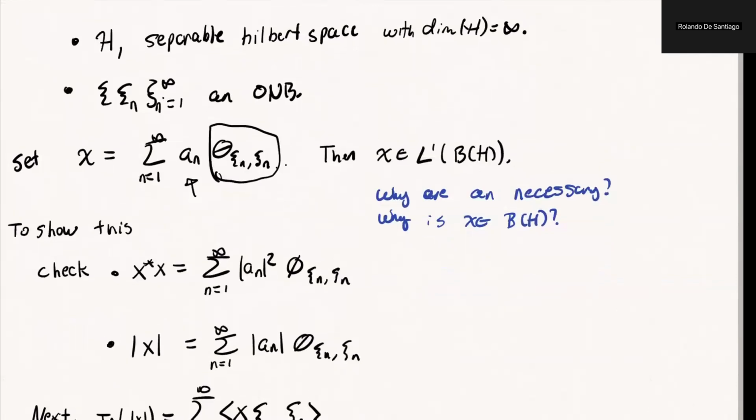Now, to show this, you need a couple of calculations, which I'm going to briefly sweep under the rug. If you wanted to write x star x, you take a guess and say, what would be the adjoint of x? I would probably be taking a complex conjugate somewhere. Now that I've reasoned that out, x star x, I multiply those things. I'm going to use a little bit of the distributive property, take advantage of the fact that I'm dealing with an orthonormal basis, play around with some orthogonality relations, and lo and behold, x star x is just the same thing, but with the modulus of my coefficients squared.